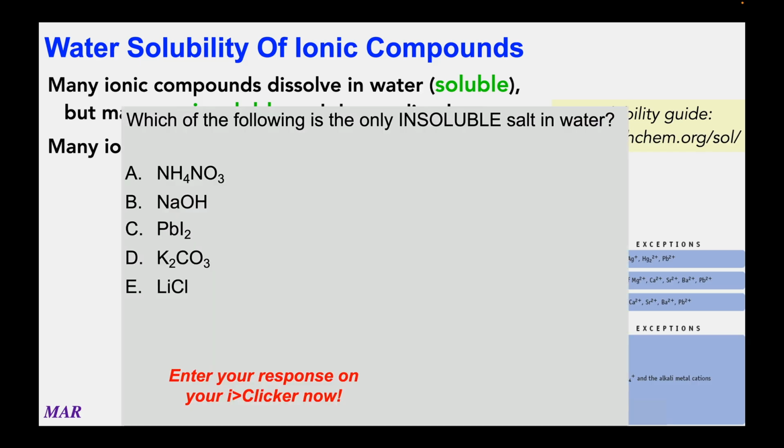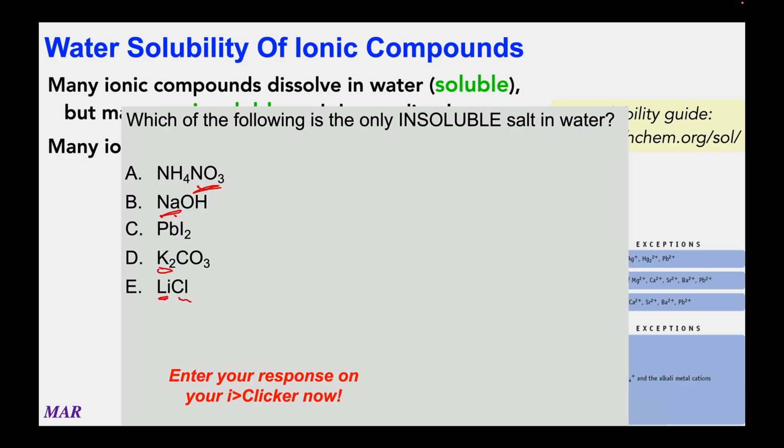It says, which of the following is the only insoluble salt in water? And there's lots of different pieces to it. Now, I don't expect you to memorize that chart. However, I think it's very helpful if you know the ions which are always AQ. So what I mean by that, nitrate is definitely one that's always AQ. So there's no question that's going to be soluble. Sodium, always AQ. Potassium, always AQ. Lithium is an alkali metal, always AQ.